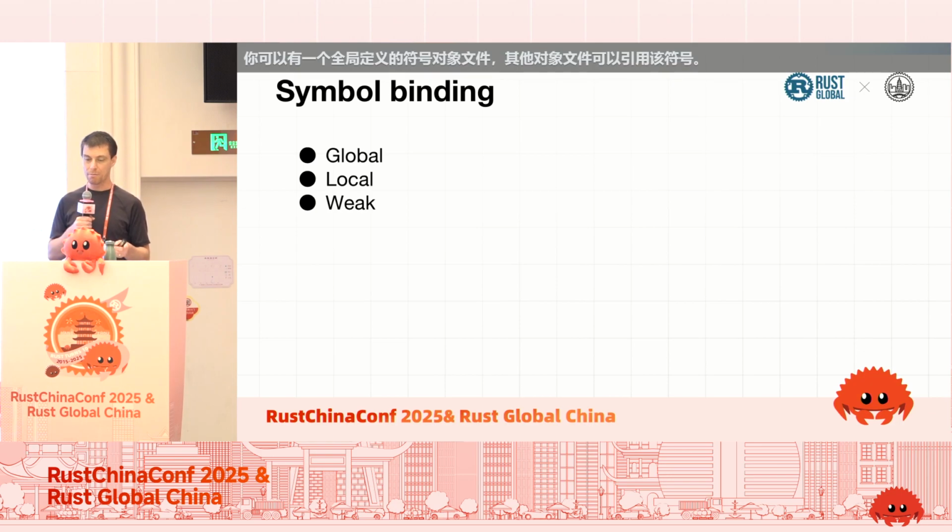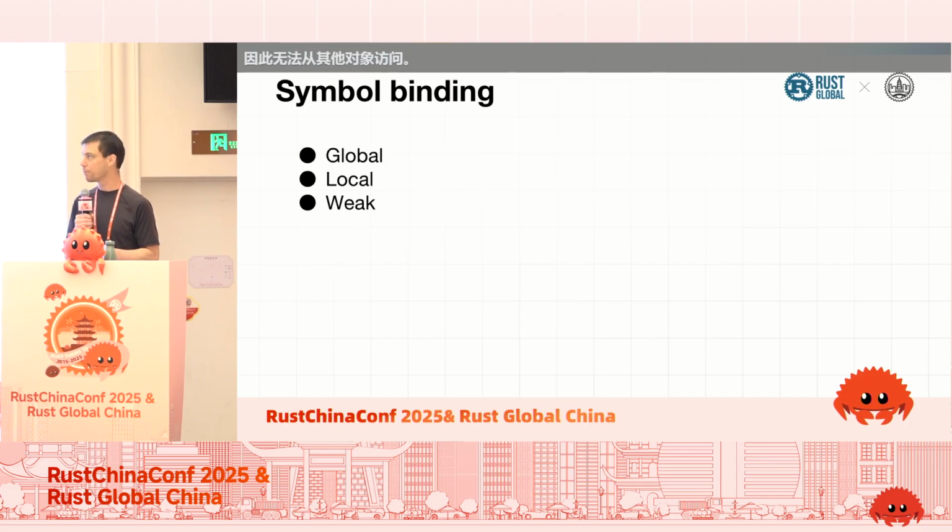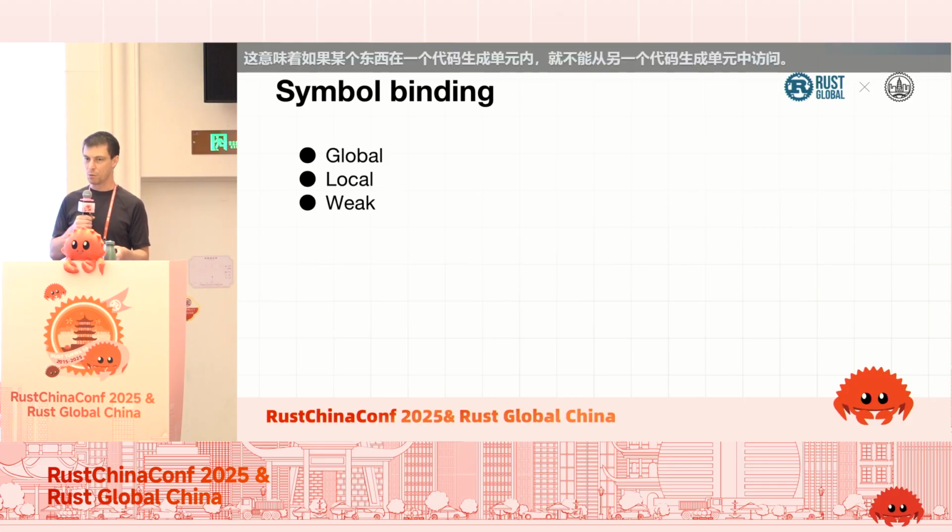Local binding, however, means that it's local to the object file, so it can't be accessed from other objects. That means if you've got it in one codegen unit, it can't be accessed from a different codegen unit. It also means that the symbol name is not important, so you can have the same symbols with the same name in multiple object files, and that's perfectly fine.